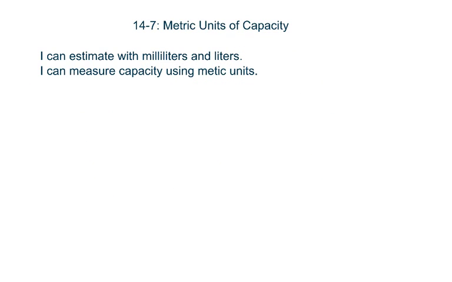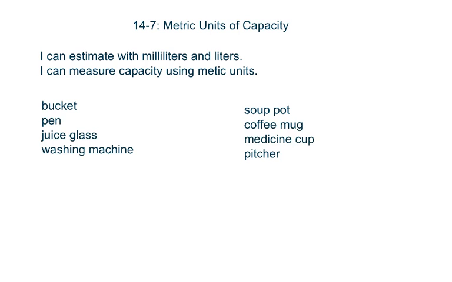Let's pick a few items and decide what the appropriate unit of measure would be. Take a look at this short list of items. Let's decide what's more appropriate, a milliliter or a liter. A bucket is quite large. We would want to use a liter. The ink inside of a pen, we would want to use milliliters. A juice glass, we'd also want to use milliliters. The amount of water that fits in a washing machine, we would choose liters.